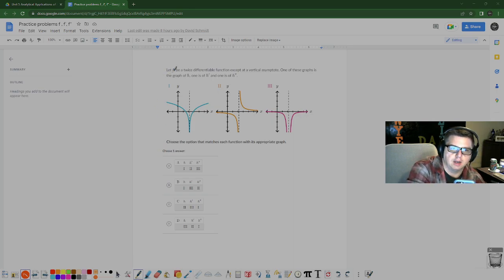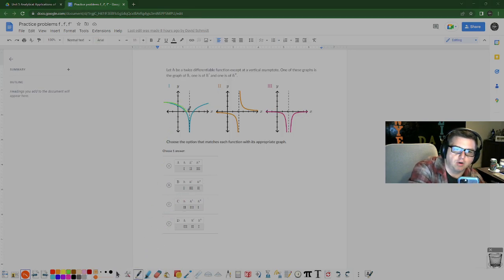So the question says, let h be a twice differentiable function except at the vertical asymptote. One of these graphs is the graph of h, one is h prime, and one is h double prime. So when we look at this, the first thing we want to do is see if this is decreasing the whole time and then increasing the whole time. All right, see that? How it's going down and then it's going back up. That means the first derivative better be below the x-axis and the second derivative better be above the x-axis. And when we look at this, this is concaved. Ooh, wow, we might have found the right answer right off the rip.